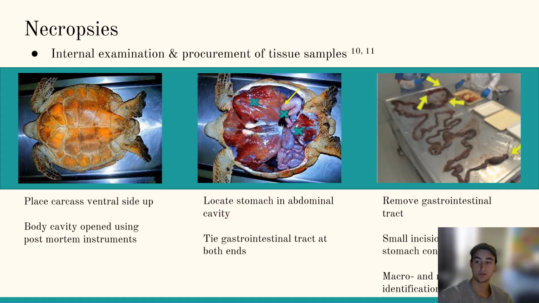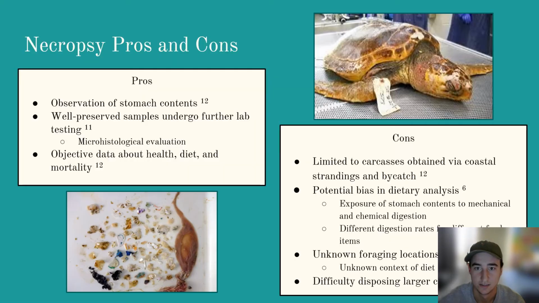So necropsies are one of the most common techniques for sampling turtle diet. This is done by surgically removing the gastrointestinal tract, opening it up, and undergoing stomach content analysis. So the advantages of necropsies are that they allow for a complete and objective observation of stomach contents, and samples can be preserved for further testing and for future research.